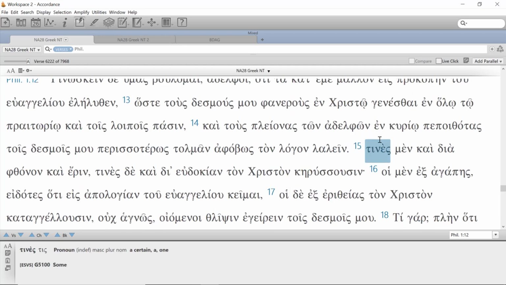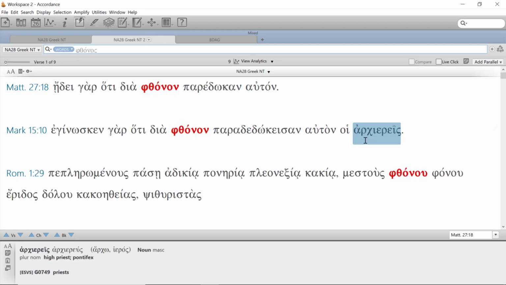Down here in verse 15, he's going to talk about some people who opposed his mission. And he says, some indeed through phanon and erin. Now, as often happens, the more we read the New Testament, the more familiar we'll become with it, the easier it will even seem. But there will still be words that aren't all that common, and we'll want to look them up. And so I have a tab open here where I've done a word search for phanon, because for me it's one of those words that's not so common.